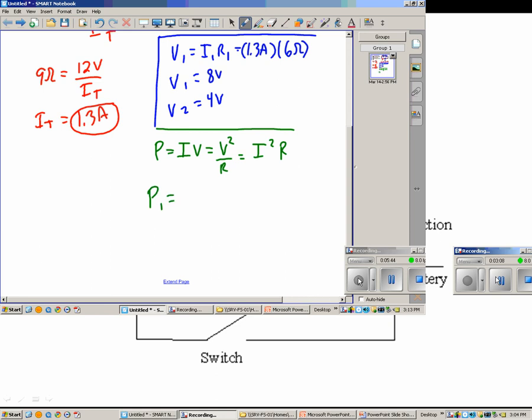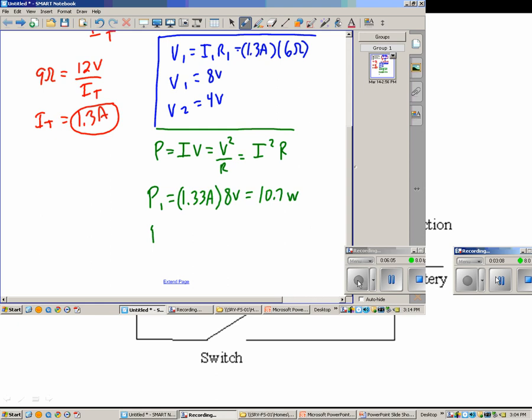The power dissipated in the first resistor is the current, 1.333 amps, or 1 and 1/3 amps, times the voltage drop across that first resistor, which is 8 volts. I multiply that out, I end up with a power of about 10.7, and the units for power is watts.